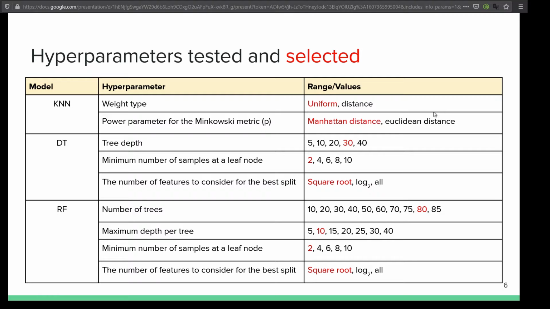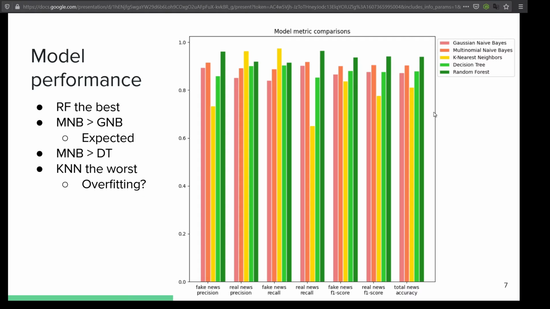Some of the models required hyperparameters to be tuned to make their performance as best it could be. This is called optimizing those hyperparameters. Here you can see a box of the hyperparameters that we tested, and in red are the ones that we found using a grid search to be the optimal parameters. You can refer back to this if you want details on how each of the models was designed.